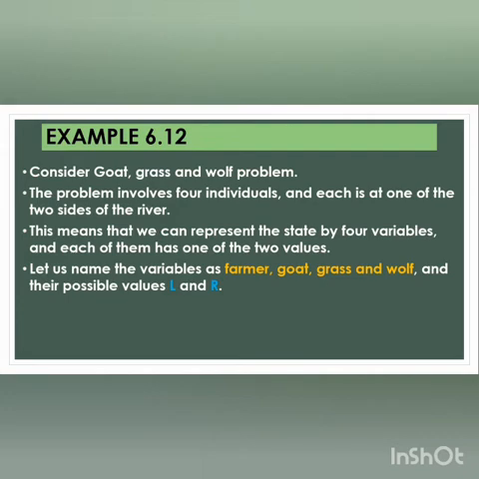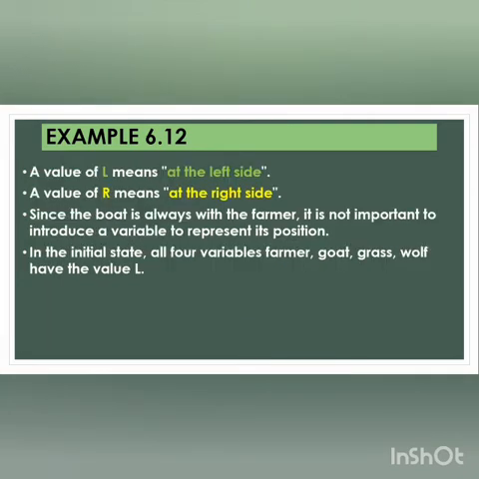So, in the initial state, all 4 will be at the left hand side of the river, and finally all 4 will be at the right hand side of the river. So, the values represented here are L for left and R for right. A value of L means at the left hand side and a value of R means at the right hand side. Since the boat is always with the farmer, it is not necessary to introduce a variable to represent its position.